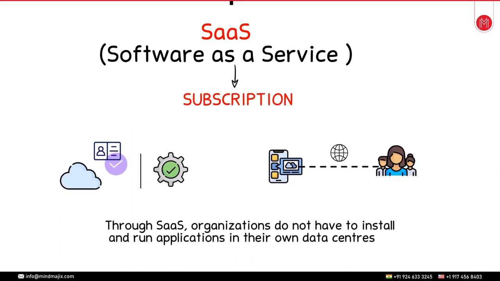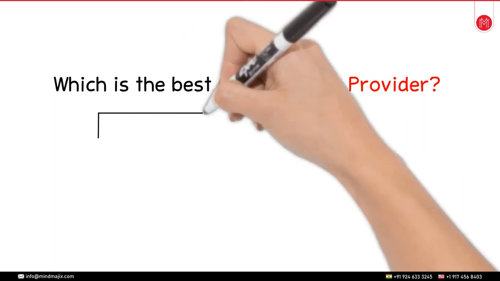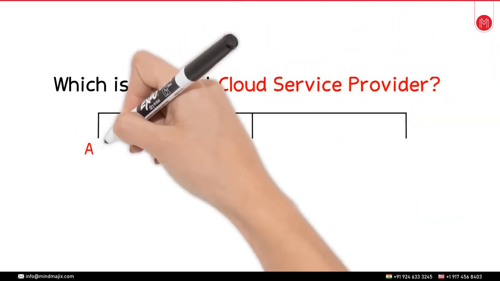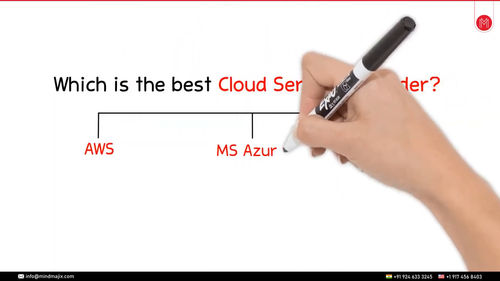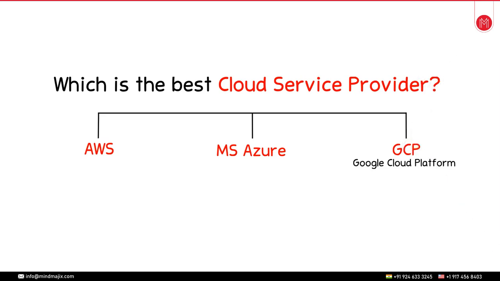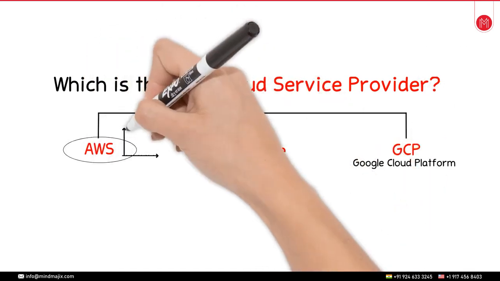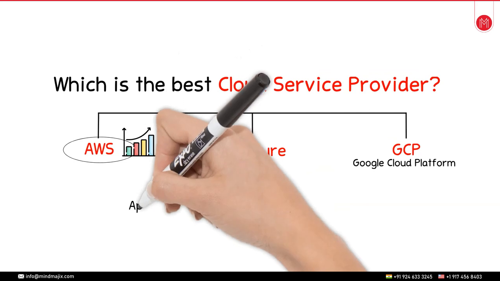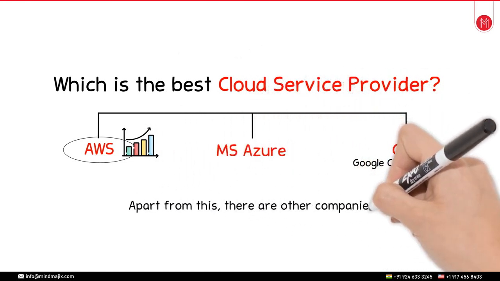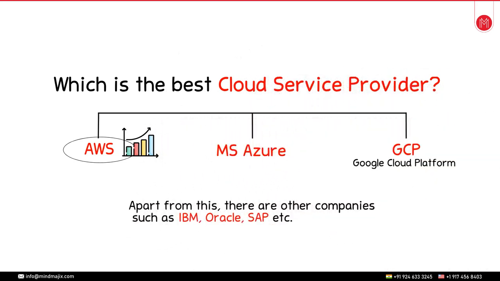So the last question here is, which is the best cloud service provider? Well, the leading players as of now are AWS, Microsoft Azure, and Google Cloud Platform. So if you talk about the market share, AWS leads the race here. Apart from this, there are many other companies such as IBM, Oracle, SAP, etc.